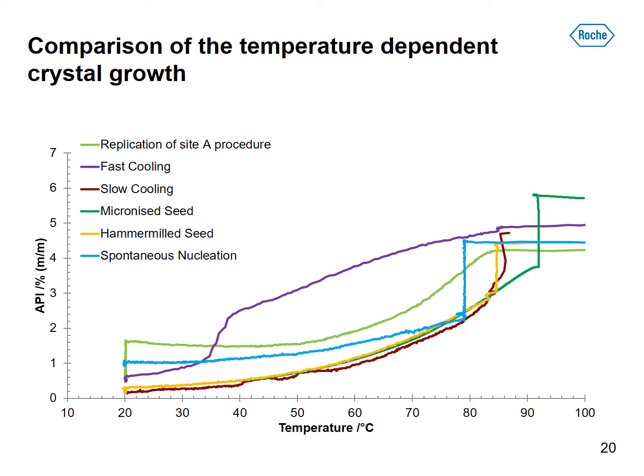If we take the experiments where we had comparable particle size distributions in the product, we can see that those processes run in a very comparable range of the API concentration versus the temperature.